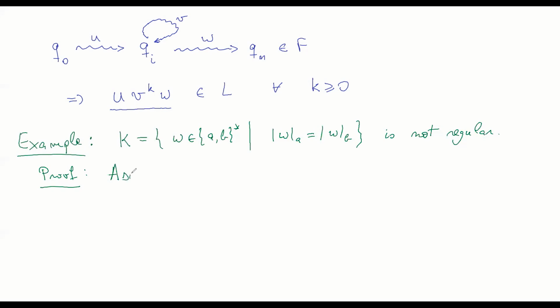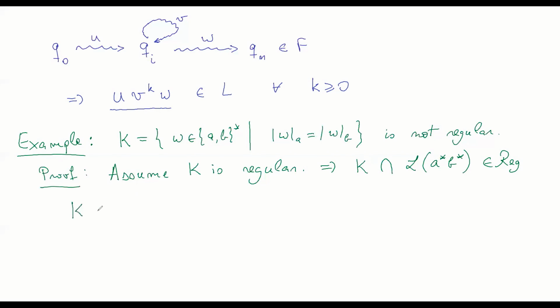You always assume that K is regular. And here is the creative part. You could go about this in different ways, but I find that one easy way is also to realize that this implies that K intersected with the language of this regular expression, a star b star, also has to be regular or recognizable, right? Because this is a regular language, and I have just assumed that K is regular, and the intersection of two regular languages is regular.